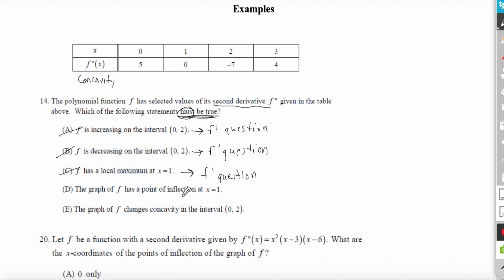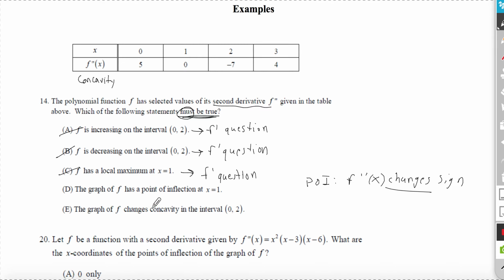All right. The graph of f has a point of inflection at x equals 1. Now, point of inflection, that's not something we just talked about in the table above. So let's write down a reminder. You can add it to the table above. A point of inflection is when f double prime of x changes sign. And that's important. It's not when it's 0. It's when it actually changes sign.